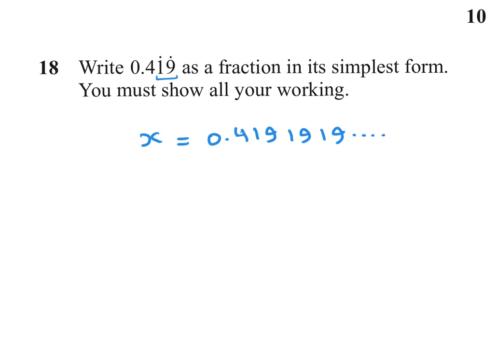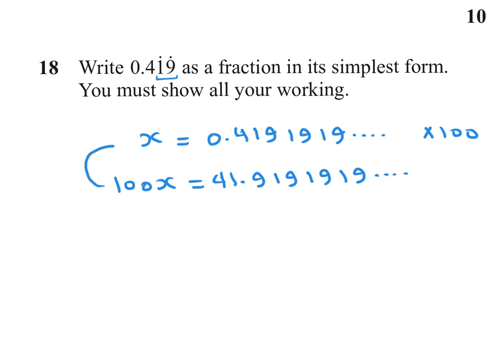We have 2 digits repeated, so multiply by 100. So now 100x equals 41.91919 and so on. Now we subtract. 100x minus 1x is 99x.